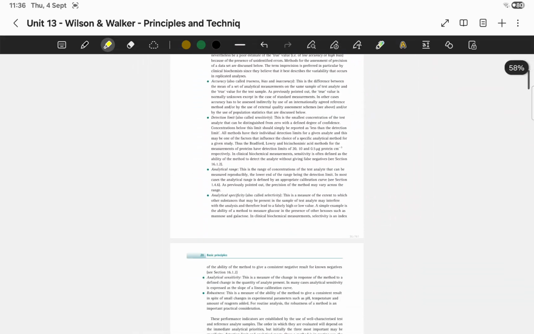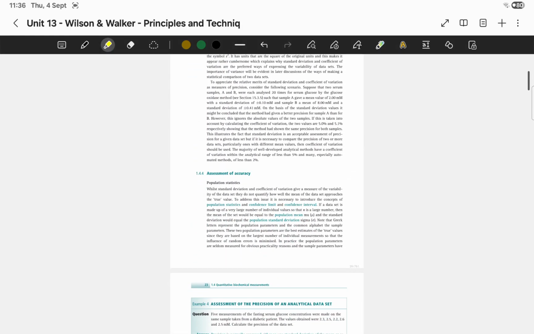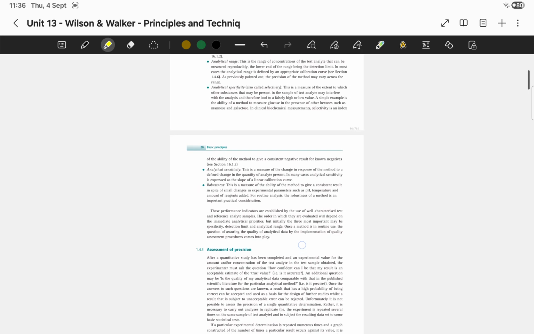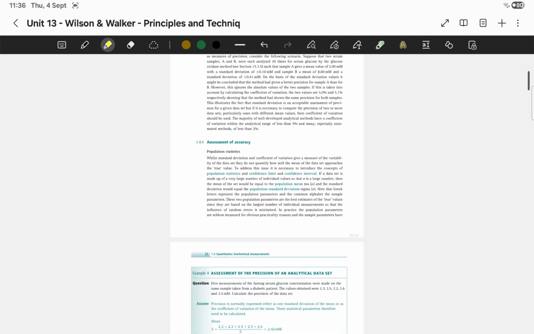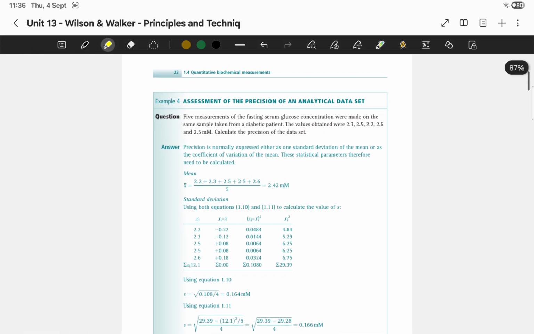Assessment of accuracy. This is assessment of precision. It's like I'm preparing for a viva or something like that.